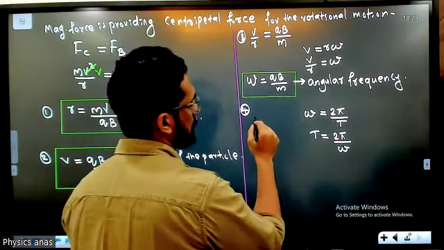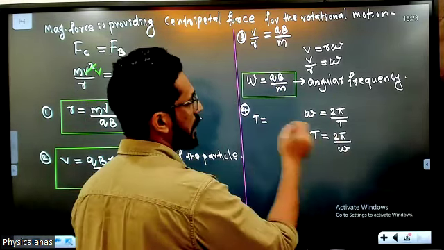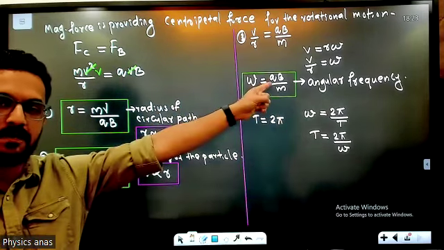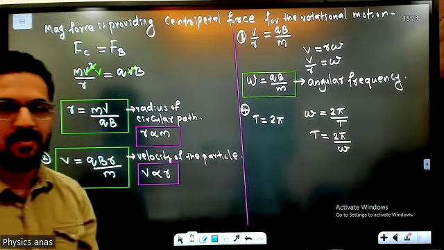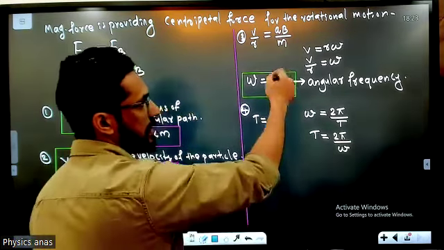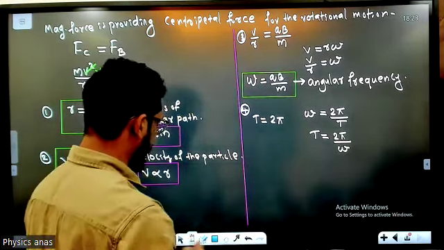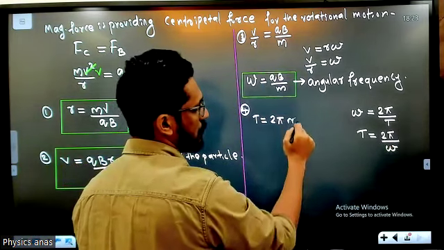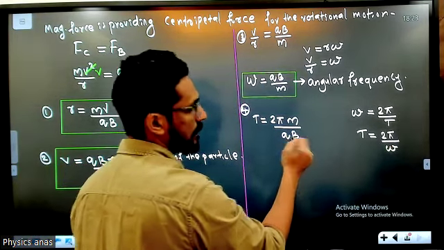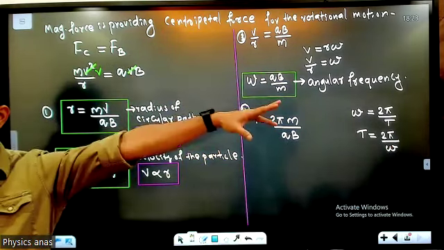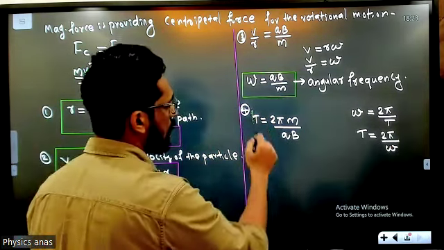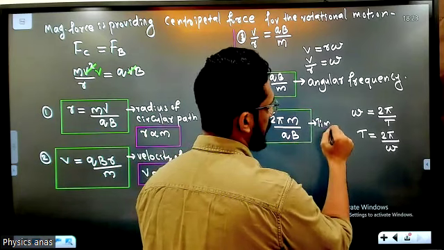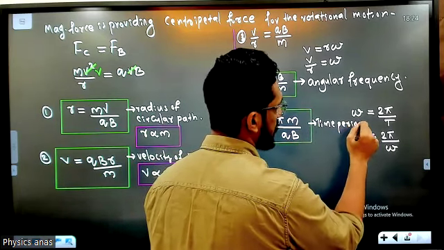So time period T is equal to 2 pi by omega. By omega means you can take the reciprocal and multiply with 2 pi. If you take the reciprocal and multiply, what will be the equation? T is equal to 2 pi m by QB. Did you understand that? T is the time period.